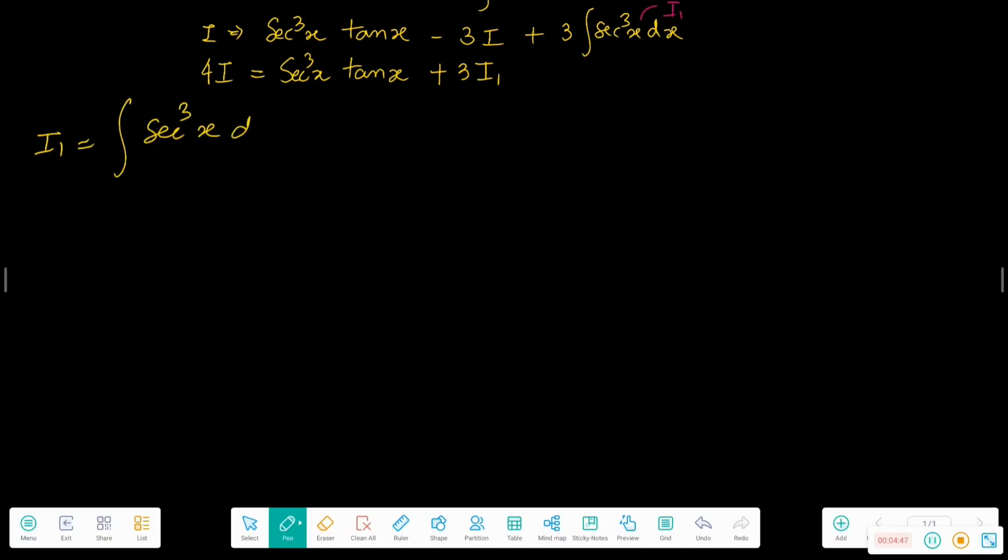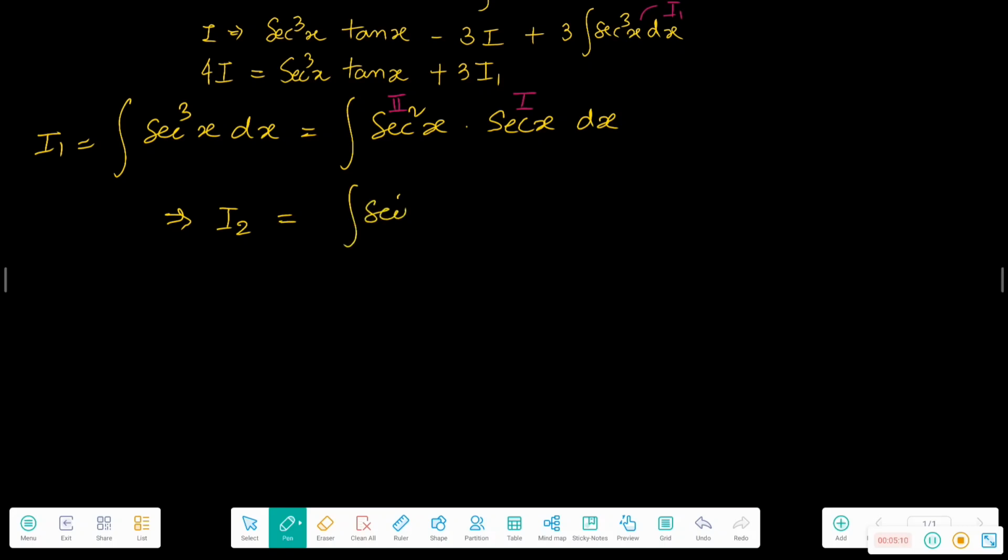We'll take it as I1 or I2, whatever it is. Integral of secant cube x dx is integral of secant square x into secant x. So our first function is secant x and second function is secant square x, because we can integrate the second function easily. That gives integral of secant cube x equals integral of secant square x multiplied with secant x, minus integral of derivative of secant x multiplied with integral of secant square x, the whole integral of that.